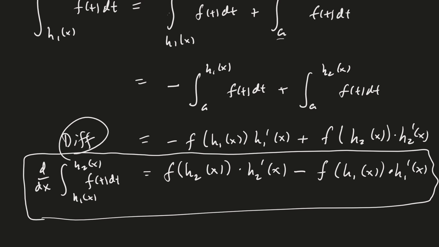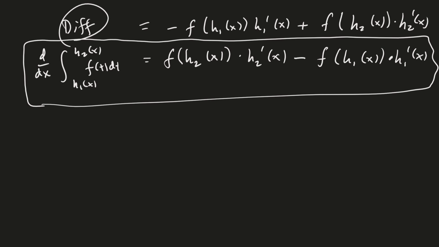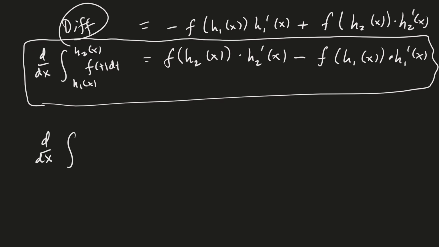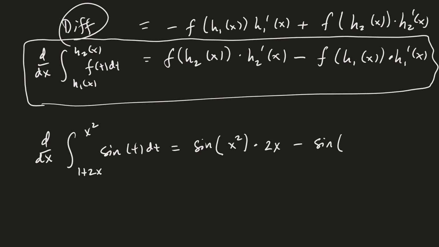Good. So just as a quick example, gosh, doesn't our book have any examples? How about take the derivative of the integral from 1 plus 2x to x squared of the sine of t dt. I'm not being very random today. Okay, so that's going to be the sine, but now I put in my h2, the top function, which is x squared. I multiply by that, 2x, minus the sine, and inside there I put in my 1 plus 2x, multiply by its derivative, 2. Good, that's it.